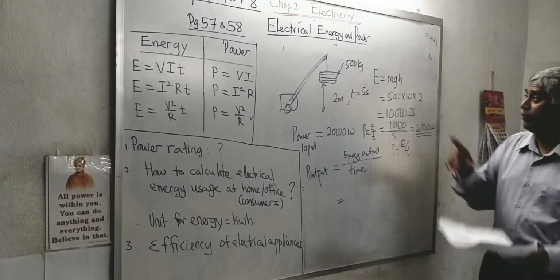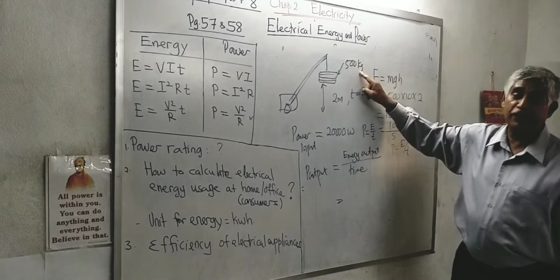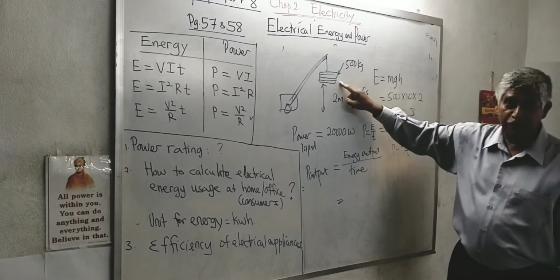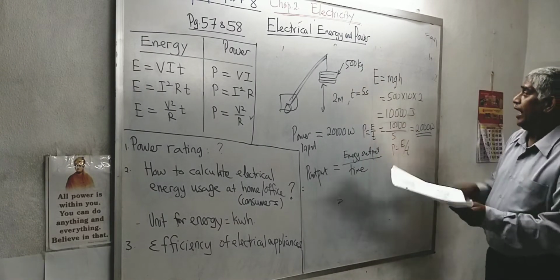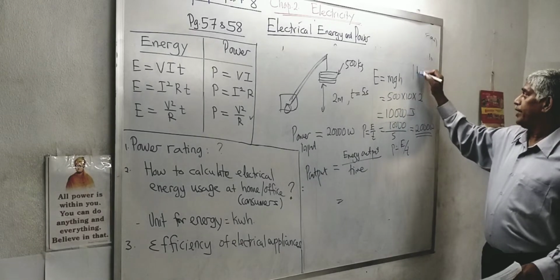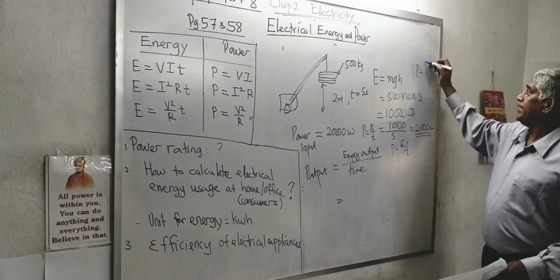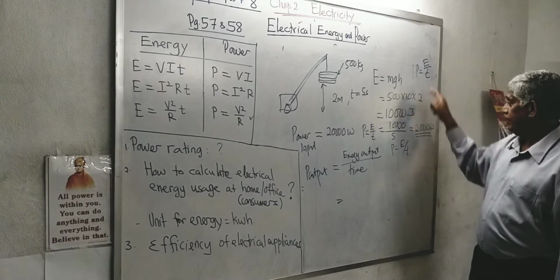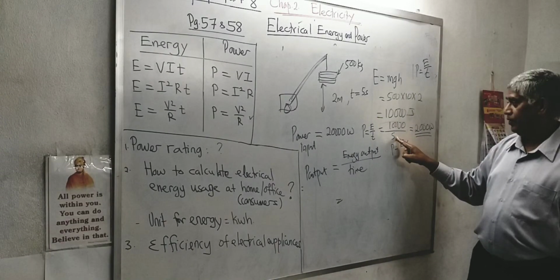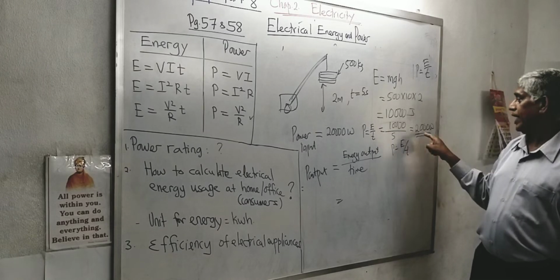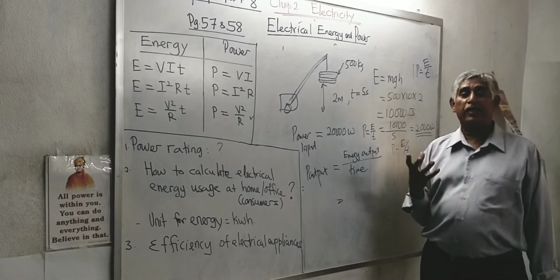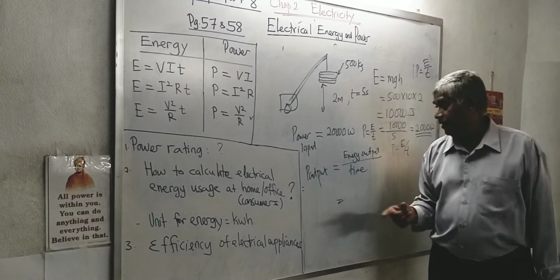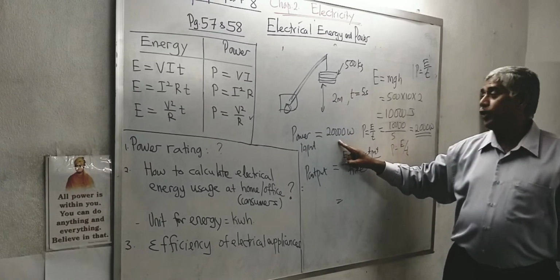That means the power of the crane to lift this 500 kilogram for the height of 2 meter in 5 seconds, energy divided by time. The power is the energy given out divided by time. So energy mgh divided by time t. So you can get 2000 watt only that the crane is giving out. But it is consuming 20,000 watt.